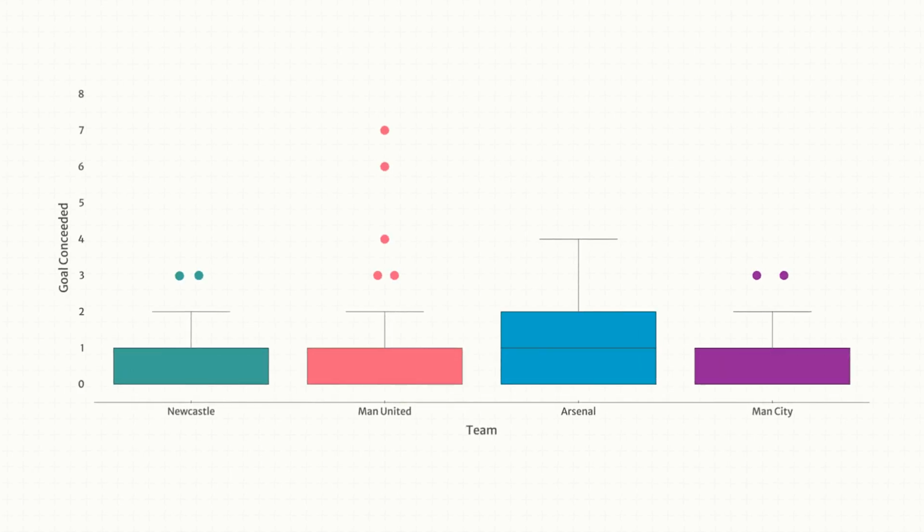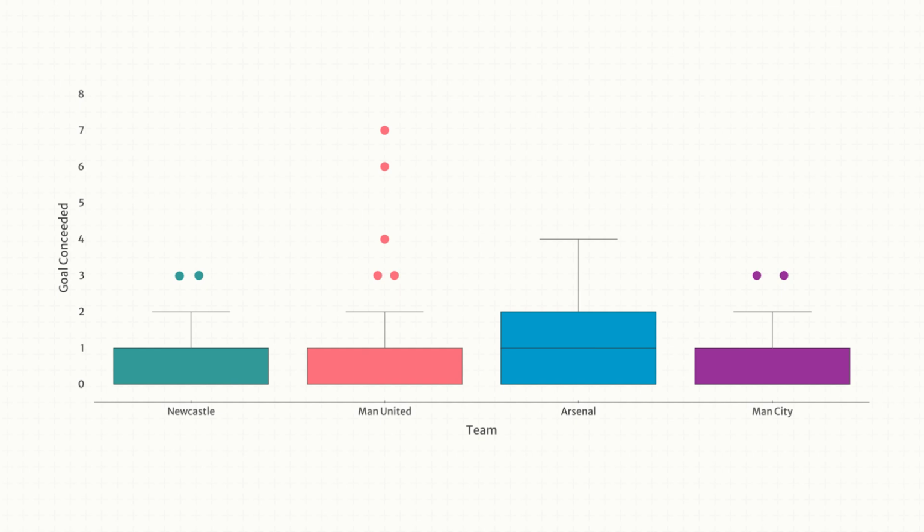Let's delve into the data for the top 4 teams and see how much information the box plot preserves. When we examine the box plots, a captivating story unfolds. Man United, Man City and Newcastle have strikingly similar plots.